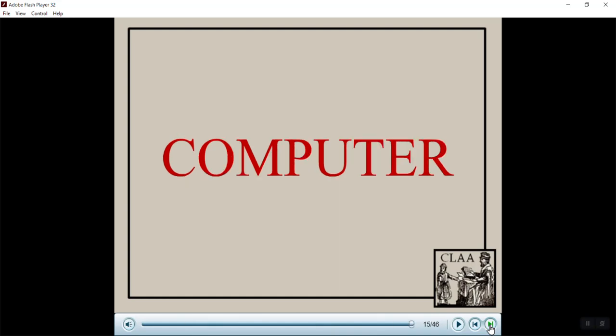Here's another word that we can try to read with classical letter sounds. Computer. Now, if you read with classical letter sounds and think of what spoken word you may be reading, it's easy to see that computer is the English word computer.